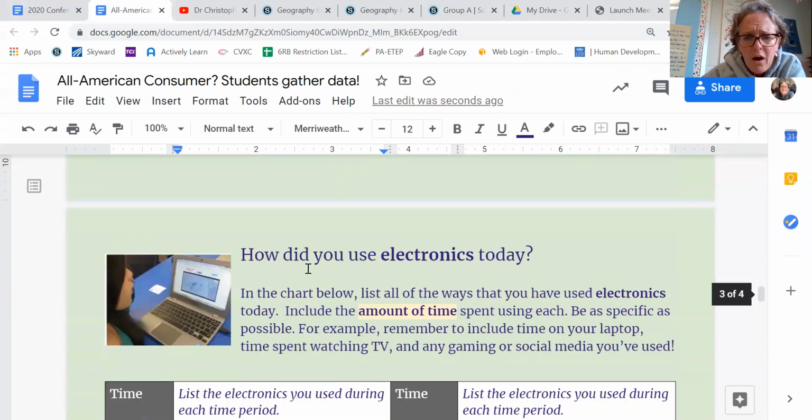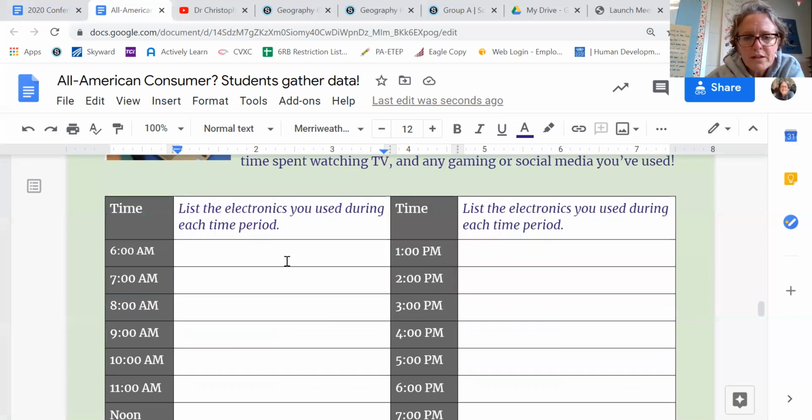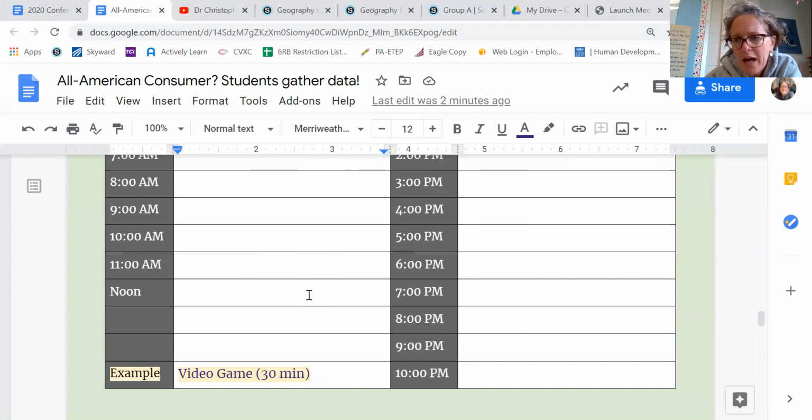And then electronics. I have a feeling that electronics and technology are going to be used a lot today. So for each section, if you used your laptop, go ahead and put laptop. If you used Snapchat, if you used texting, if you watched TV, that is considered a screen, technology, electronics.